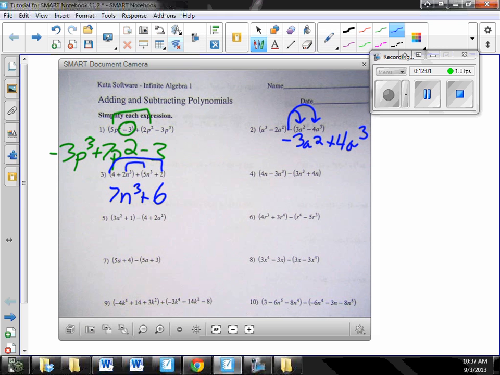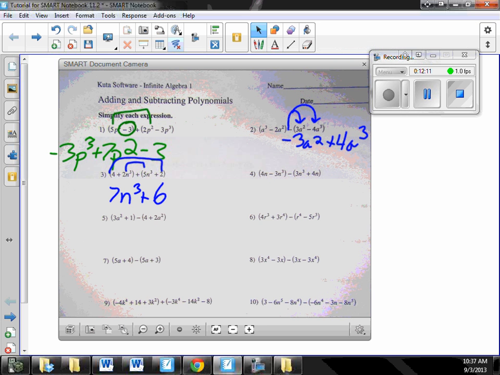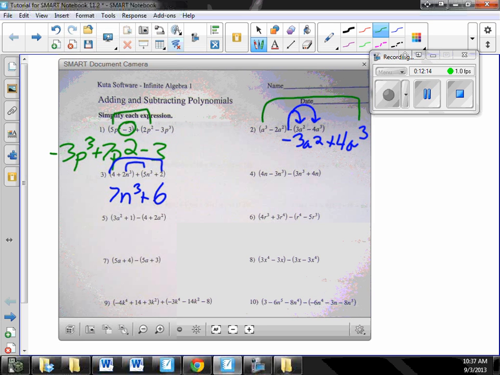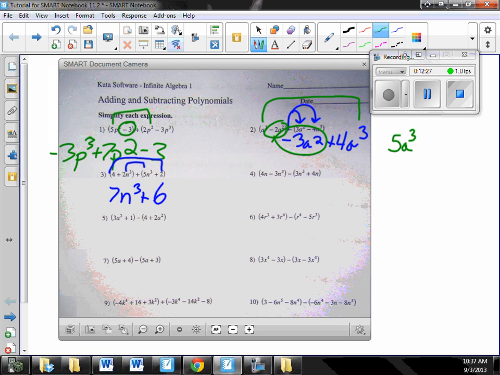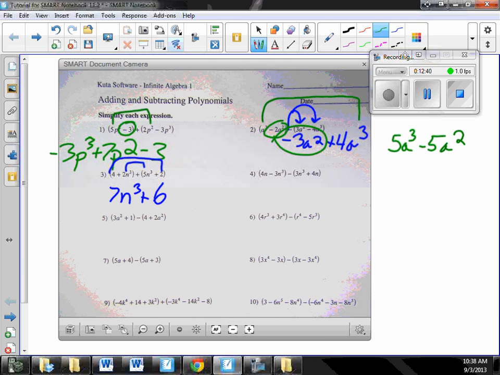Now, do I have any like terms? I have a to the thirds. I also have a squareds. So I can bring my a to the thirds together, which gives me a total of 5a to the third. Then I'm going to bring my squareds together. When I combine those, how many a squareds do I have? Negative 5a squared. Okay. So that assignment should be pretty easy. Hopefully it's review of stuff that you did in years past.